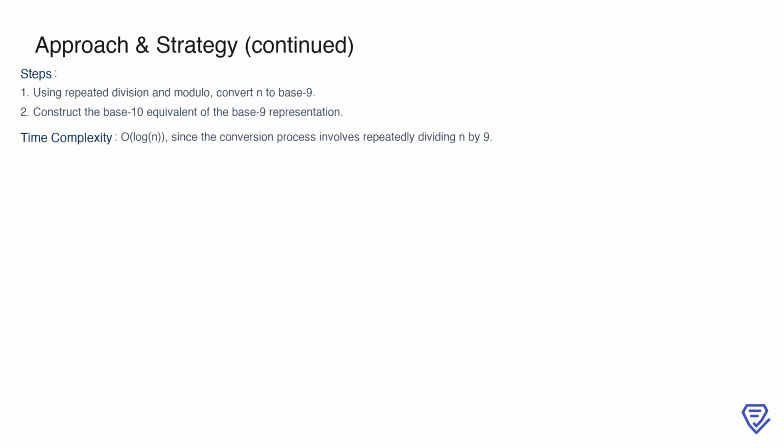Let's break down the steps involved in the optimized approach. First, we convert the given n into its base 9 representation.